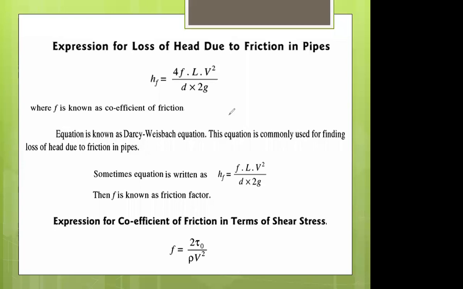See, this equation is called the Darcy-Weisbach equation. This equation can be written like this also, that we are going to derive, we are going to see there. When it is written like this, at that time, this f is called the friction factor. And when it is written with the 4f like this, then it is called the coefficient of friction.